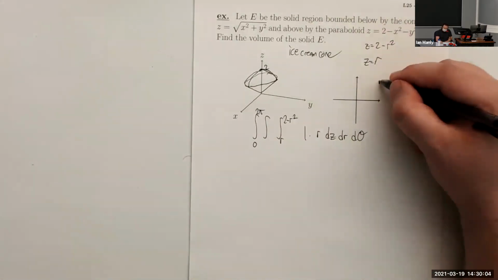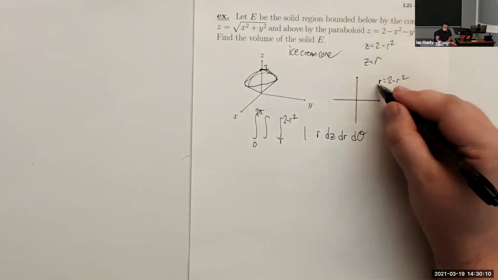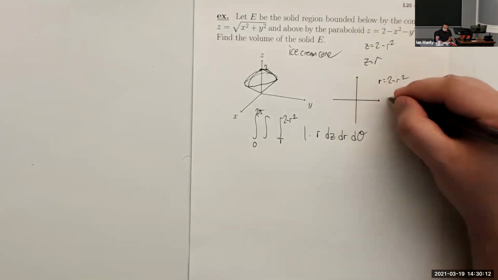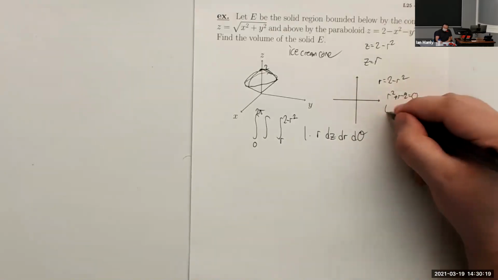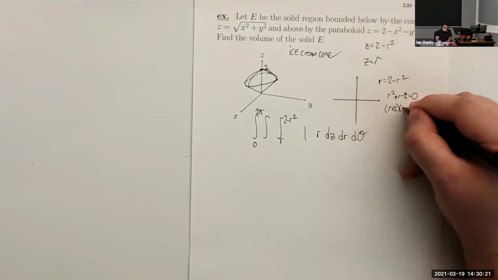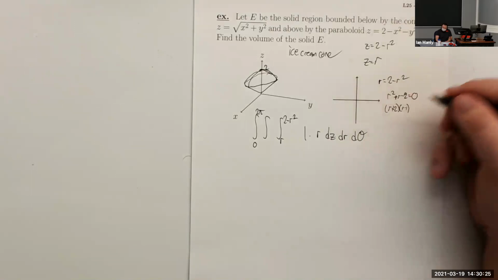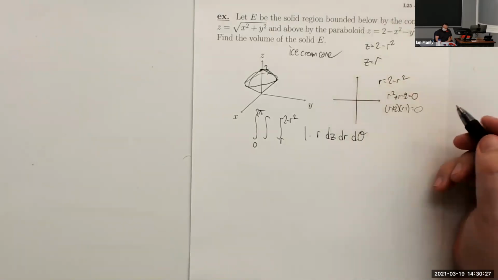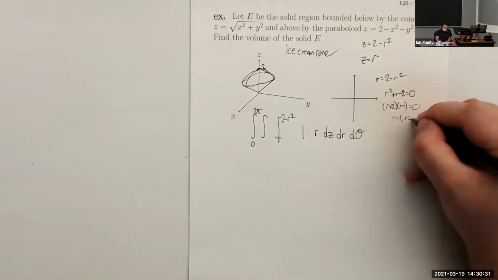So we have r is 2 minus r squared right here. So we add r squared and then subtract 2. And then we can factor this here. We have r plus 2 times r minus 1 is 0. Now this gives us two options. We can have r is 1 or r is -2.